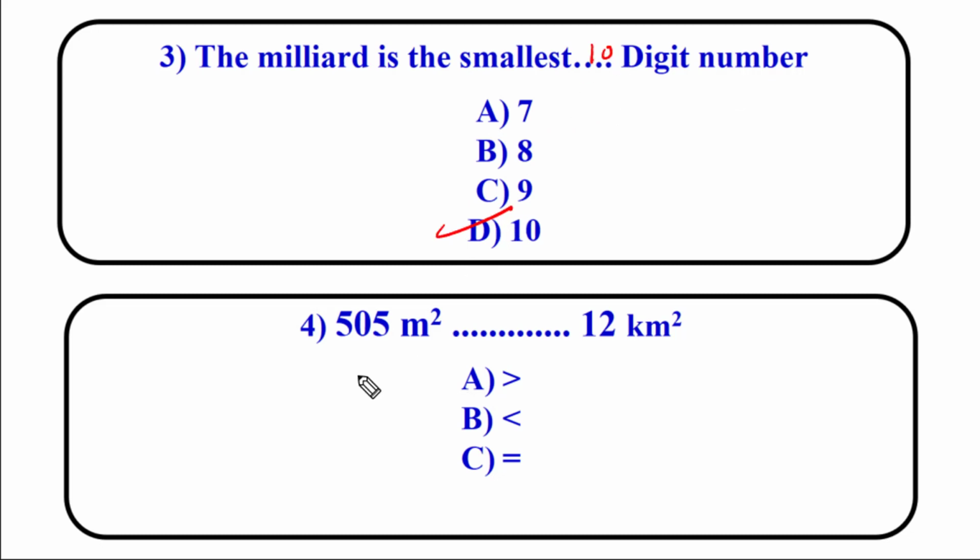Next, 505 square meters and 12 square kilometers. We want to compare between them. We studied before that 1 square kilometer equals what, guys? It equals 1 million square meters. So 505 square meters is less than 12 square kilometers. So the correct answer is B.